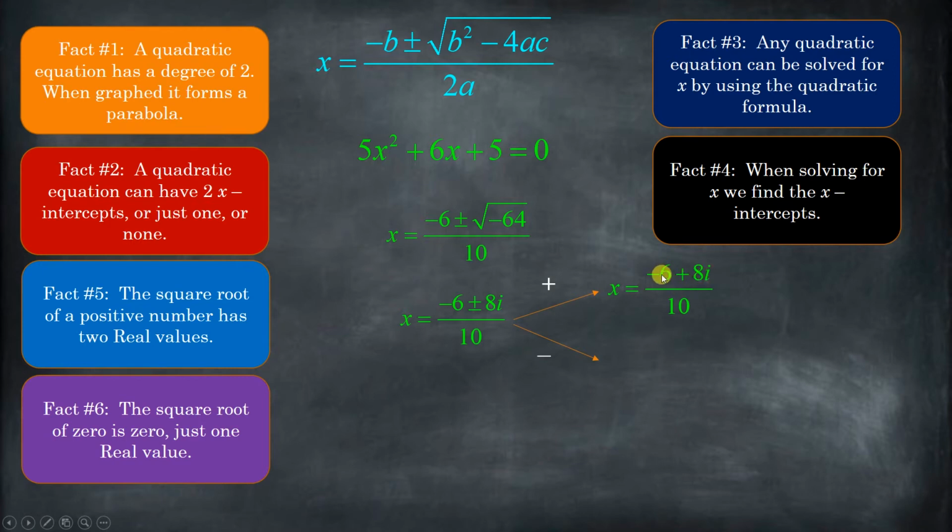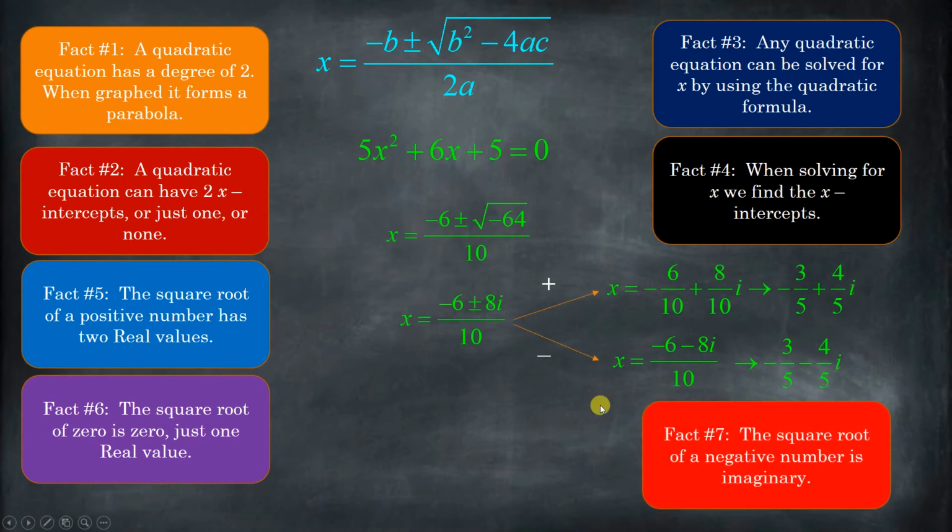So you're going to have to separate this into 6 over 10 plus 8 over 10. So negative 6 over 10 plus 8 over 10. And then those can both be reduced to negative 3/5 and 4/5 i. Same thing for the negative. You're going to separate it into negative 6/10 minus 8/10 i, and reduce them, and boom, you're done.